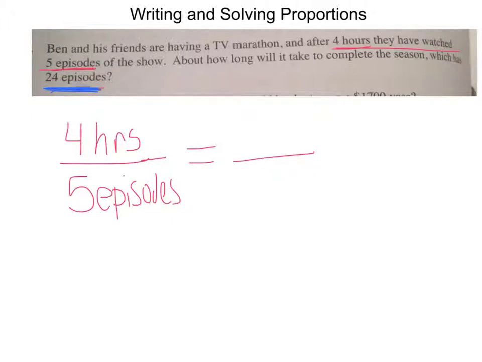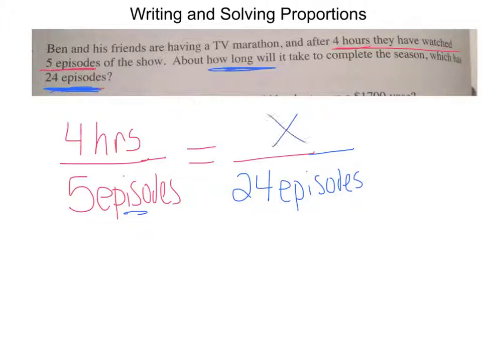Well, I'm going to put this episodes across from my episodes over here so that we can be consistent across the proportion. So we have 24 episodes, and we're looking to see how many hours it will take them. Since that's what we're looking to find, we want to put an X there. We want to show that that's the piece of the puzzle we're trying to solve for. Okay, and now we can use cross multiplication to figure out what X is.